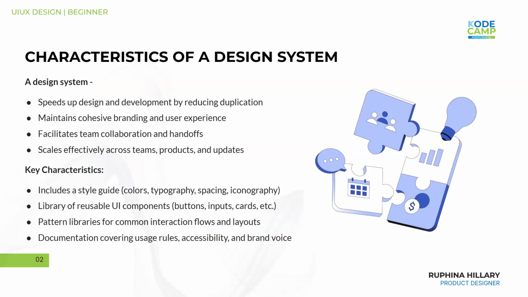So now, another characteristic of a design system is the pattern libraries for common interaction flows and layouts, and documentation covering usage rules, accessibility, and brand voice. So this is the documentation I mentioned before. Your rationale: how is this supposed to be used? You talked about colors. There's primary, there's secondary, there's tertiary, there's success and failure colors. So you should specify it, right? Know that this design, this file you're working on, will be shared with a lot of people. So do not just leave things bare, do not leave things empty. Document your usage, document your rules, document your rationale.